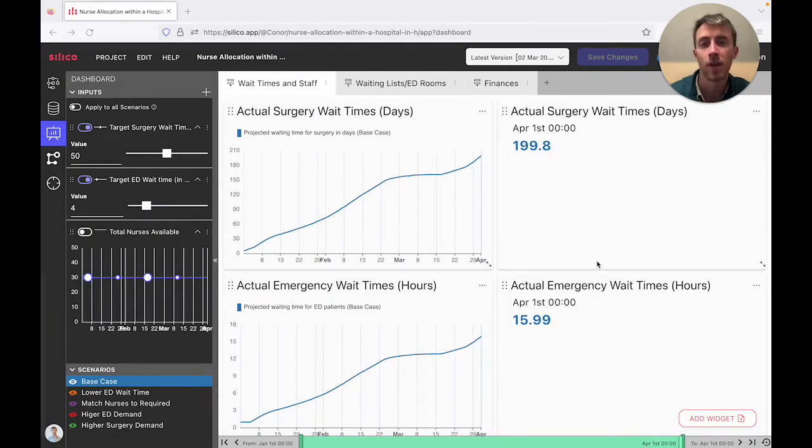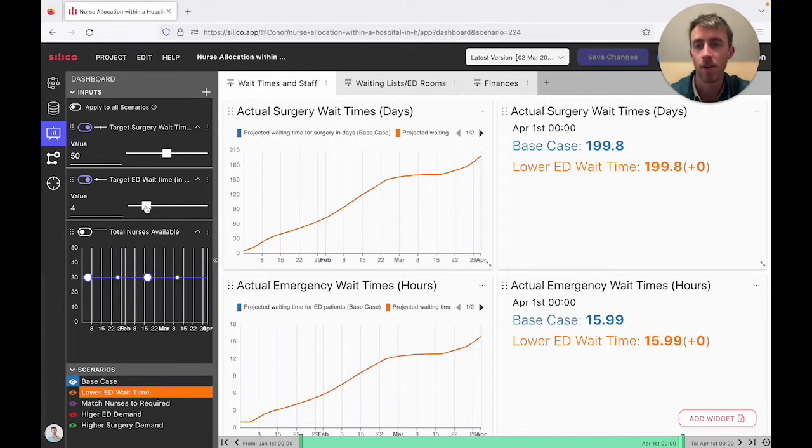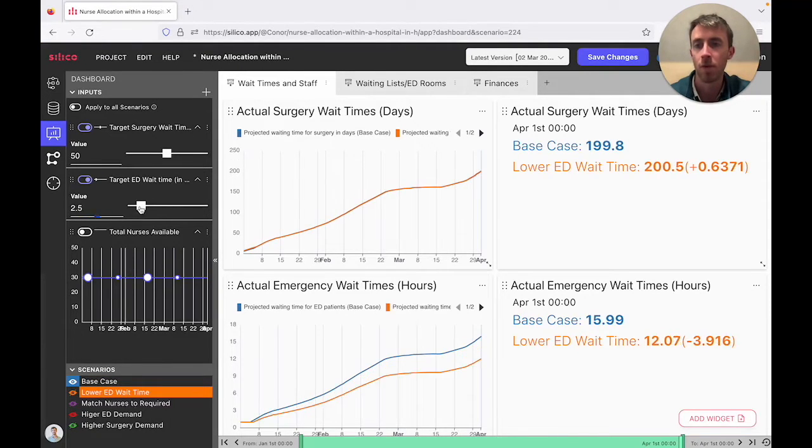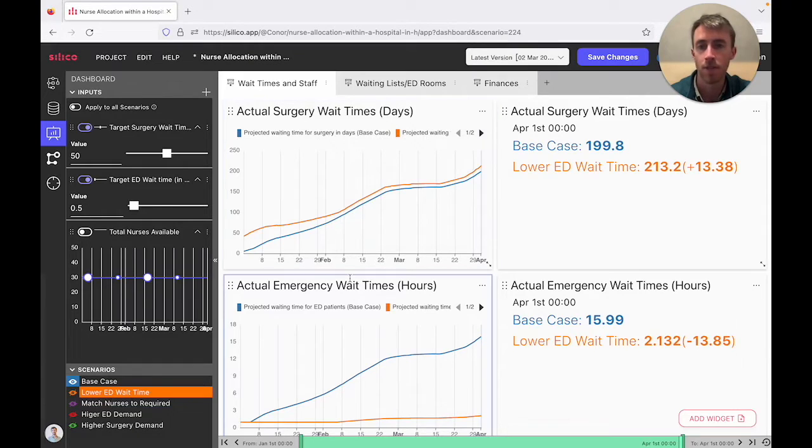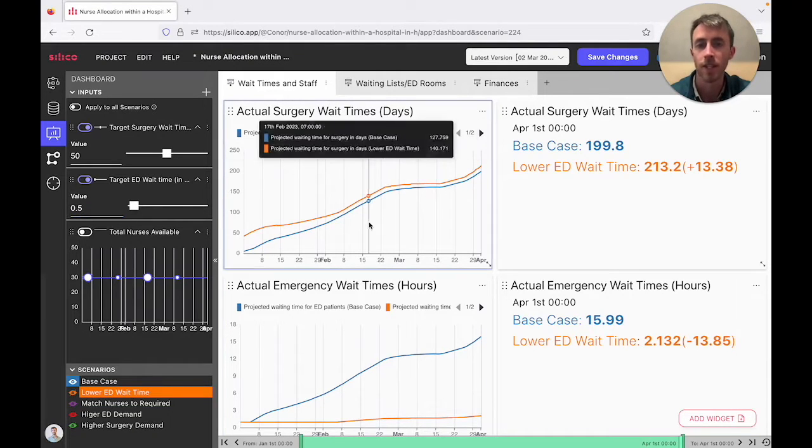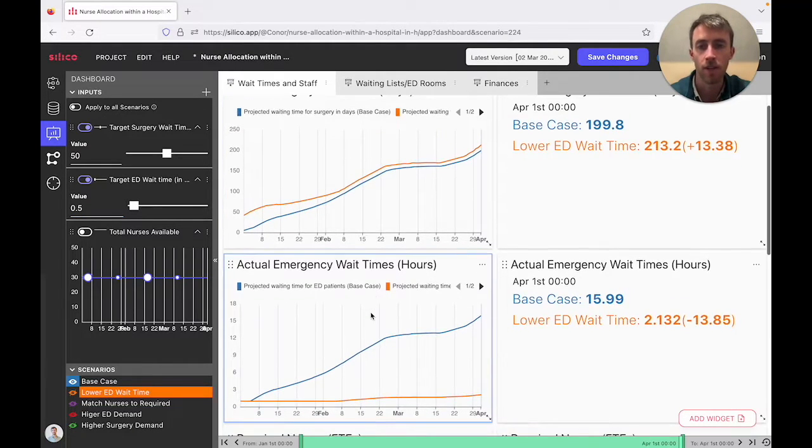Okay, so now that we've given an overview of the dashboard, let's use it to test out a certain decision. Let's say that we want to test out the decision of reducing the target ED wait time from 4 hours down to, let's say, 30 minutes. What we can do is, we've already named a scenario here of lower ED wait time, and we can then drag this down from 4 all the way to 0.5. So it's now half an hour wait time. And we can see this orange scenario is represented by this lower ED wait time basically. So we can see here the impacts of that.